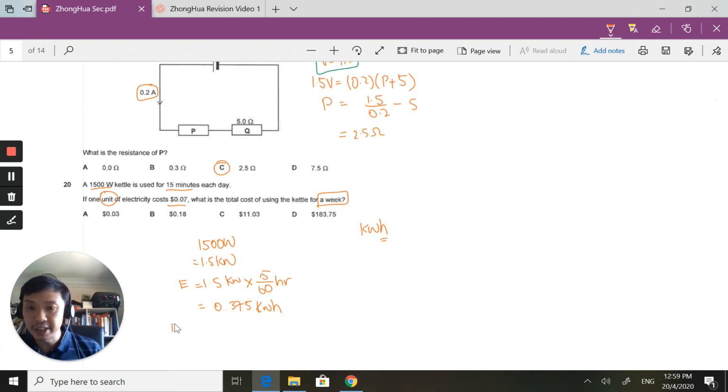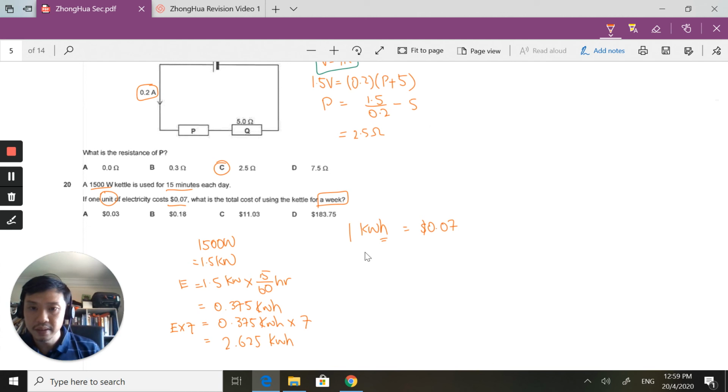So I have to calculate the energy for 7 days because there are 7 days in a week. So I have to take 0.375 kilowatt hour multiplied by 7 days. And I'll have 2.625 kilowatt hour.